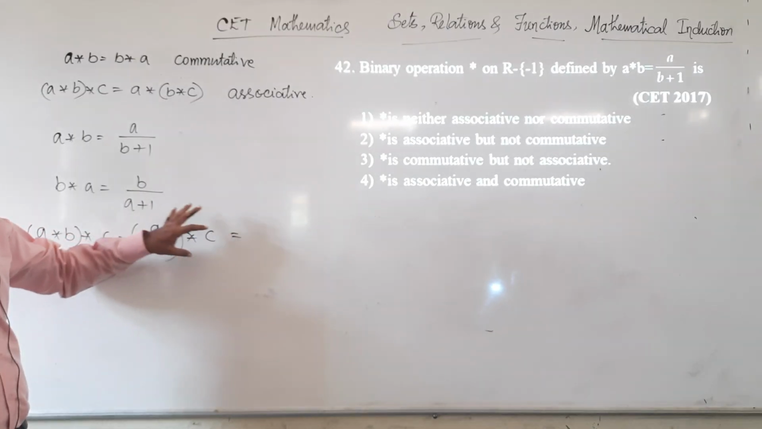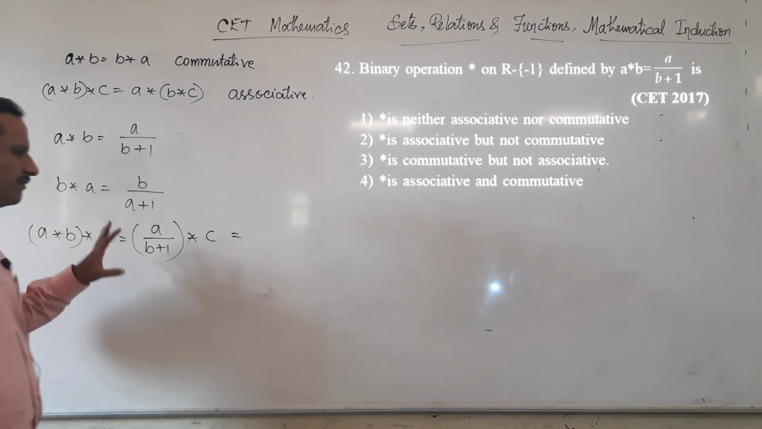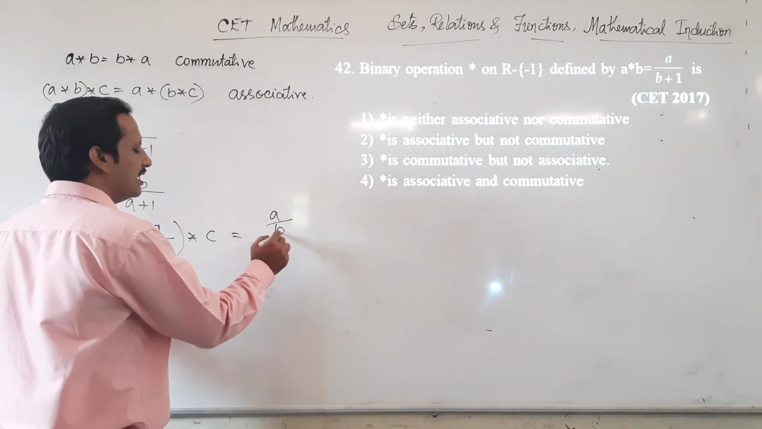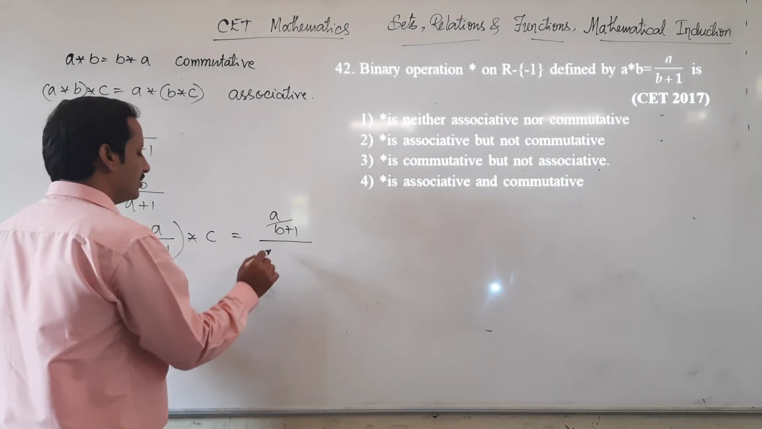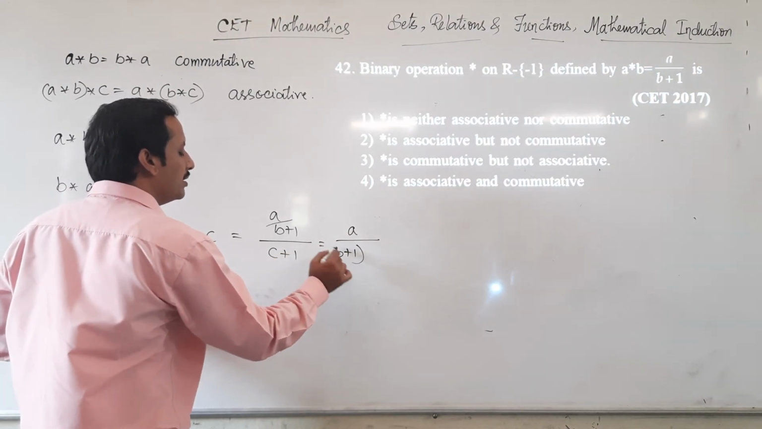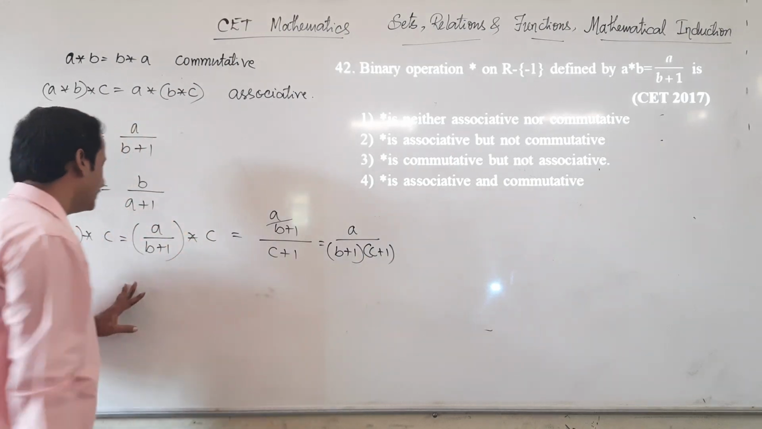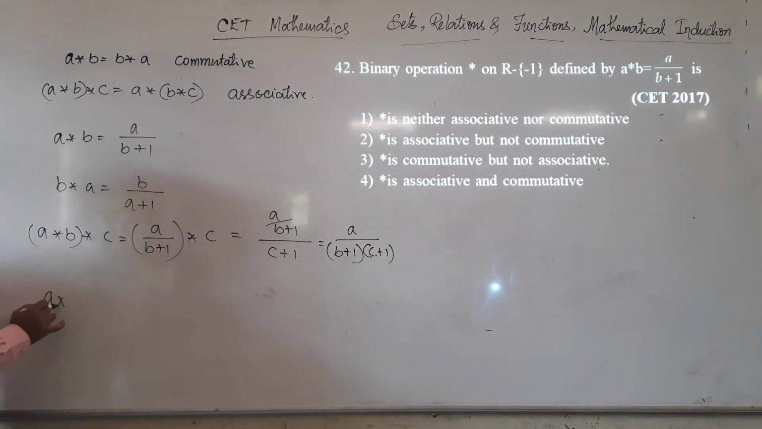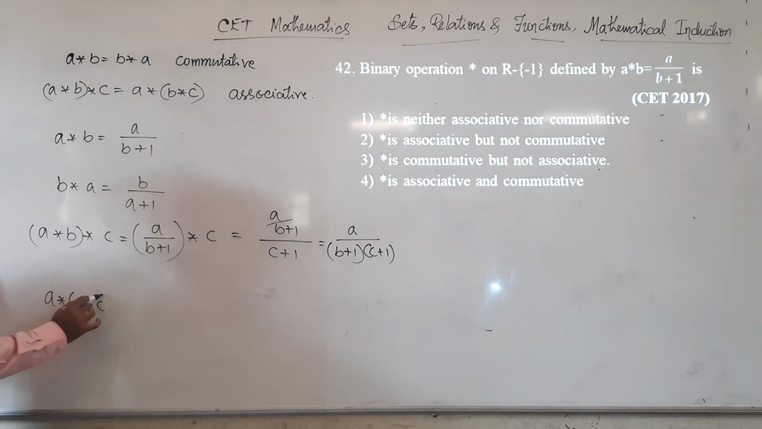A star b means a divided by b plus 1. First element, right? The first element. What is that? A by b plus 1 divided by b plus 1 means, in this case, c plus 1. So here you are going to get a by b plus 1 into c. Now I will find out a star b star c.